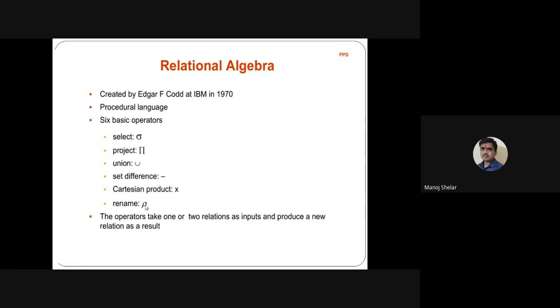So relational algebra has only these six operations, and a question on this comes in the GATE exam, so we will see it in depth with one example of every operation. Select uses sigma, project uses pi, union uses this notation, set difference uses minus, Cartesian product uses this, and rename uses this. The operators take one or two relations as input and produce a new relation as output. We discuss one example of every operation in relational algebra, not in the relational model.